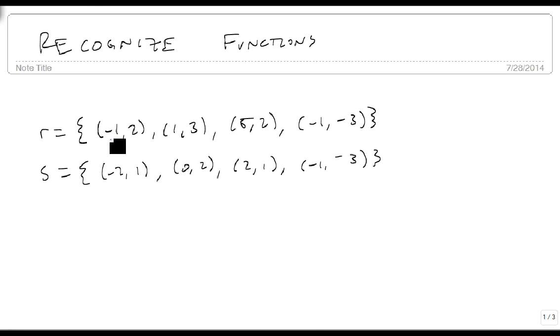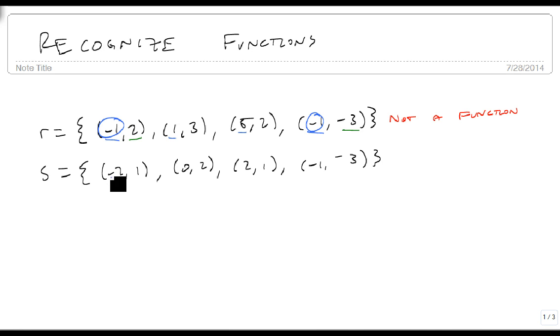And so we look at each of these points, and we look at the inputs, and we say -1 gives 2, 1 gives 3, 5 gives 2, and -1 gives -3. And I have matching inputs with non-matching outputs. This is not a function. If I have a repeat on the inputs, it's not a function. Notice it's okay to have a repeat on the outputs. That doesn't bother me. It's just the inputs that can't be repeated.